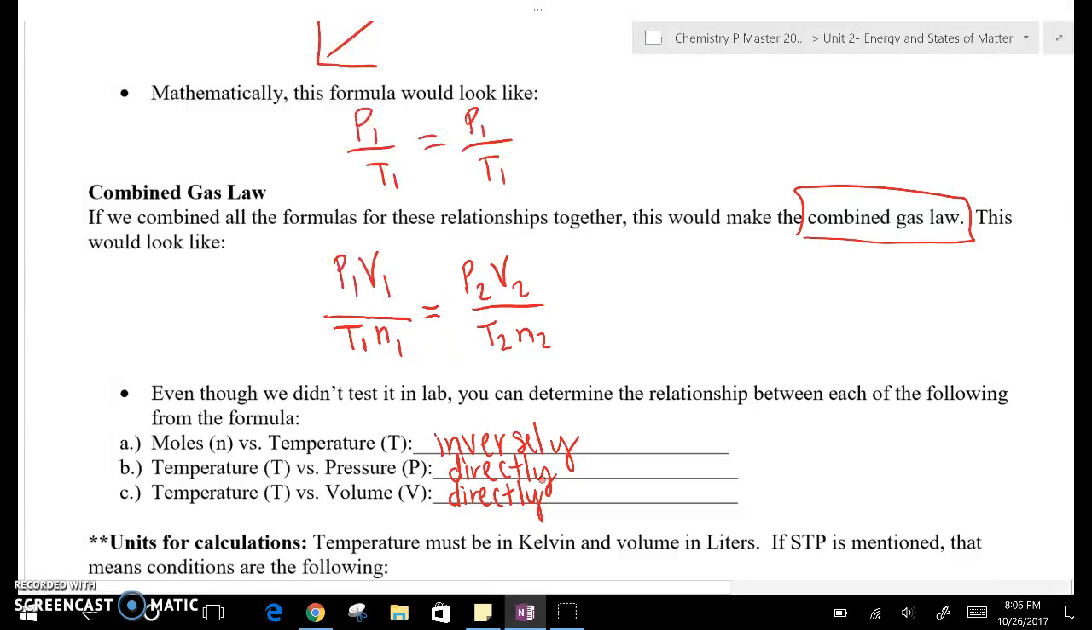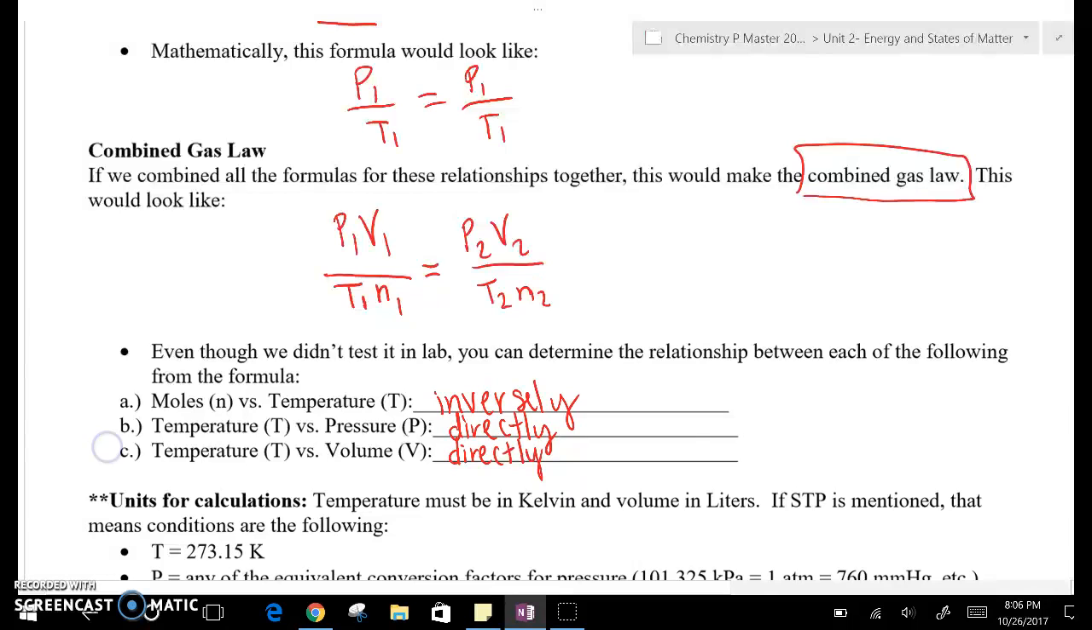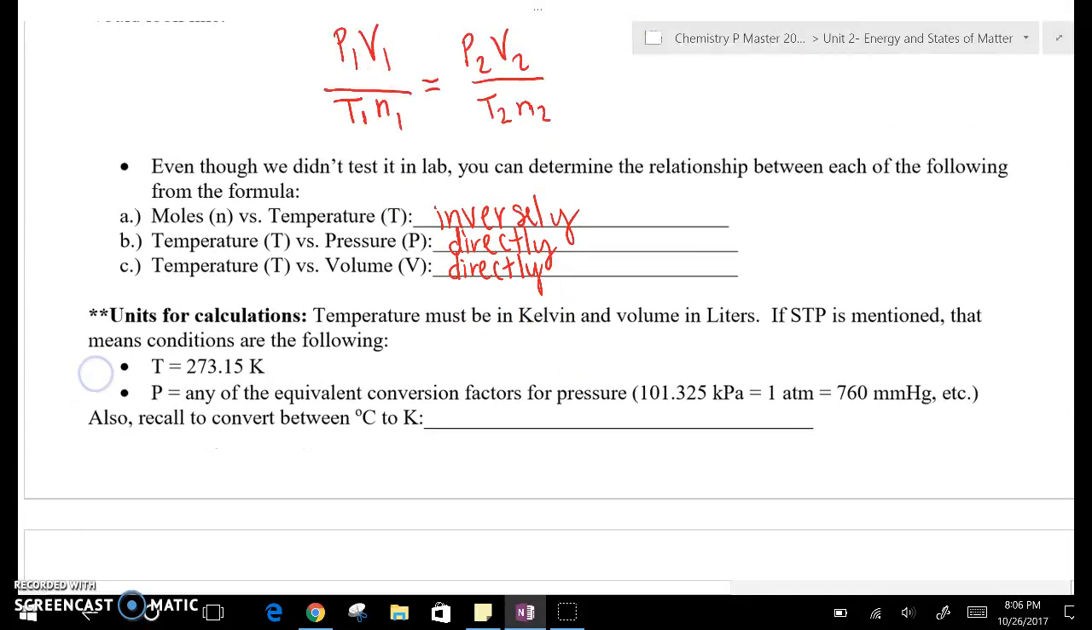Now, what are we going to do with this? Well, it's a formula, and we can use it to do mathematical calculations. So in order to do this, we've been learning about units. There are some important units. The first thing is whenever we have a temperature, it must be in Kelvin.